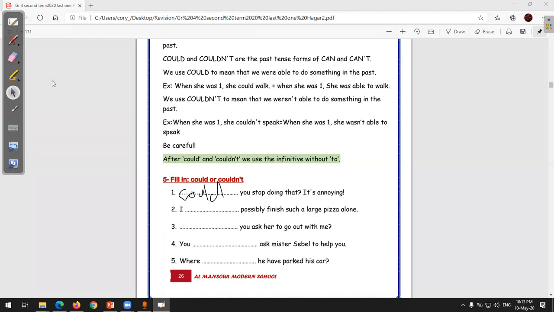Okay, that's a good idea. Okay, so the first one, Ahmed Jalal. Go. Ahmed. Yes, miss. Yeah, the second one. Could or couldn't? I couldn't. Couldn't. Bravo. Because we can't use could in this sentence. You can't say I could possibly finish such a large pizza alone because the pizza is very large. You can't finish it alone, so you must use couldn't.